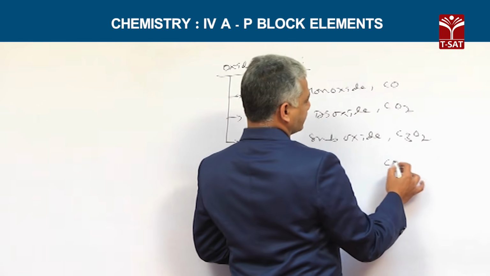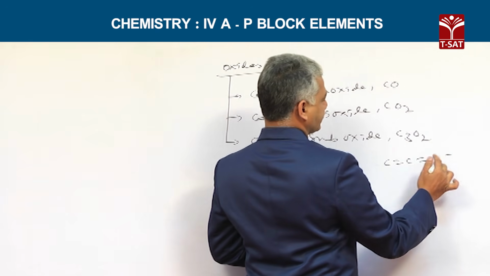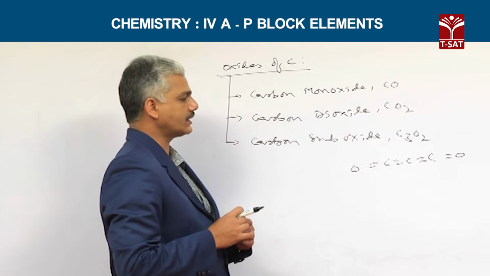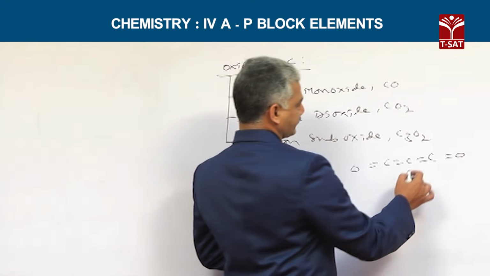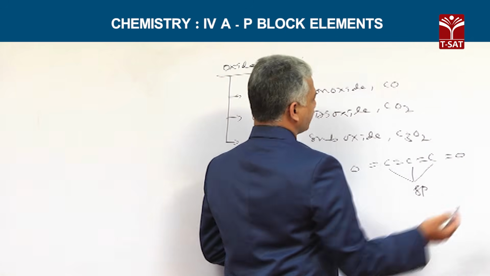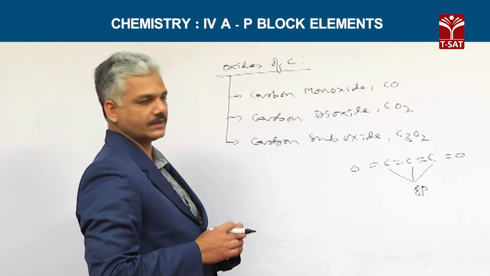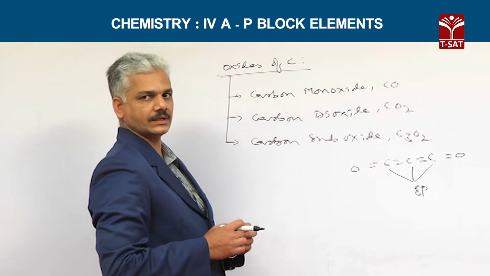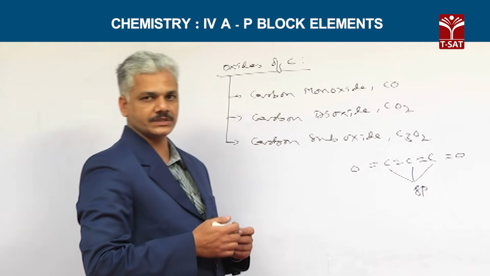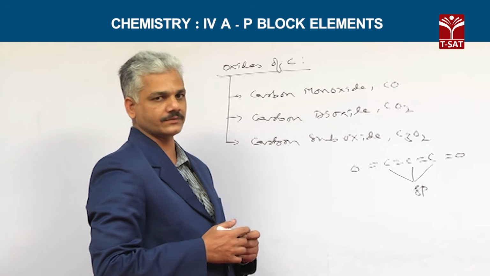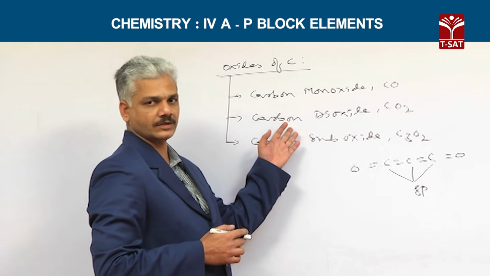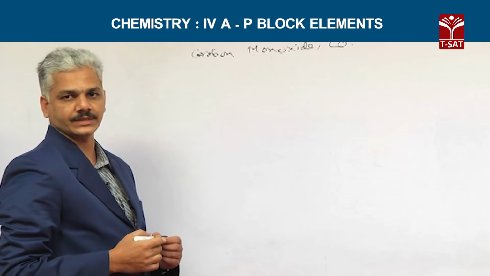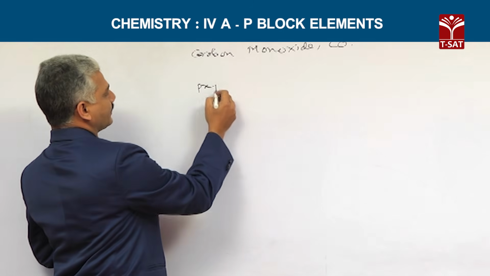Its structure is linear and is represented like this, with each carbon atom undergoing sp type of hybridization. However, suboxide is unstable in nature, so we will concentrate only on carbon monoxide and carbon dioxide. We have to see the preparation methods, properties, and uses of these 2 oxides, carbon monoxide and carbon dioxide. Carbon monoxide. Preparation methods.